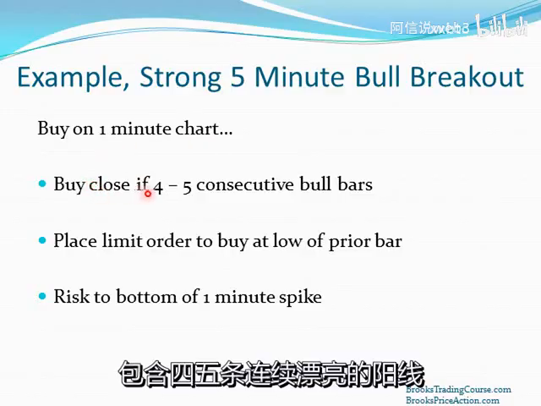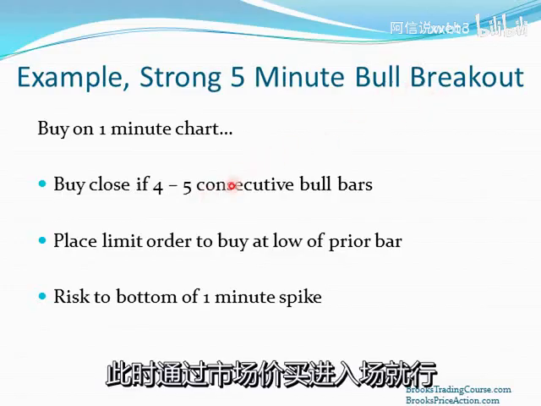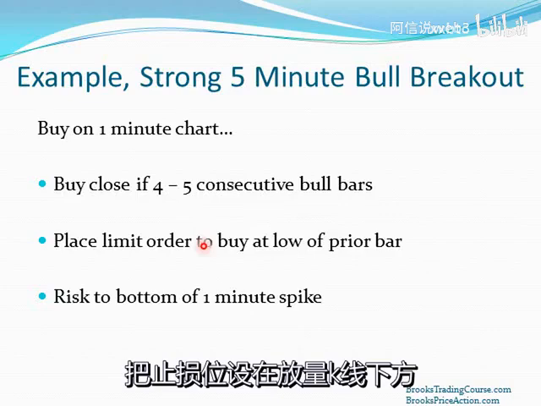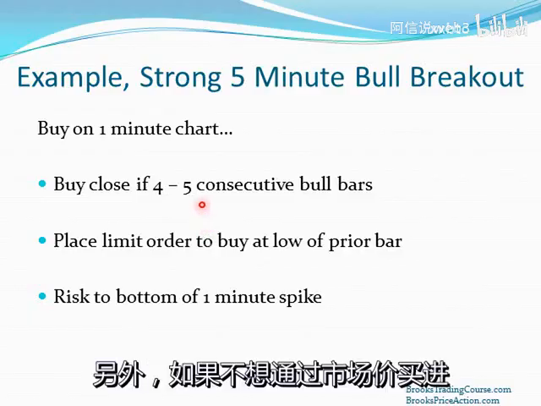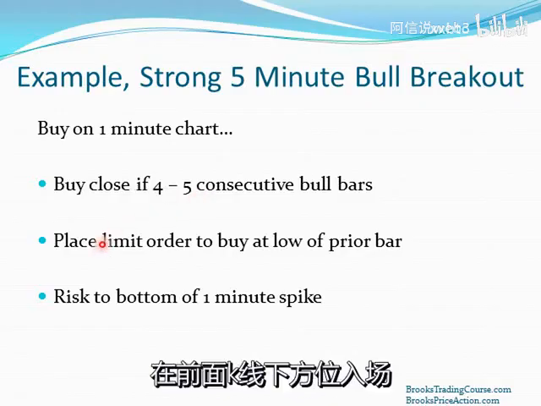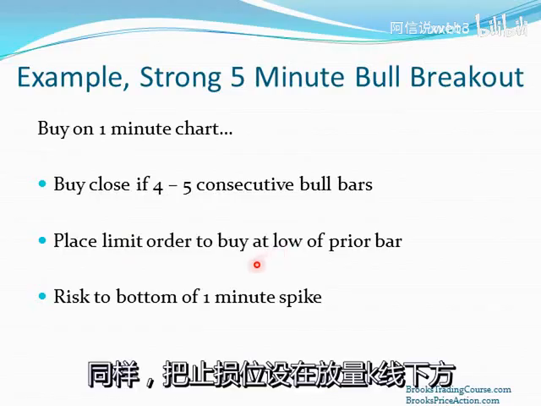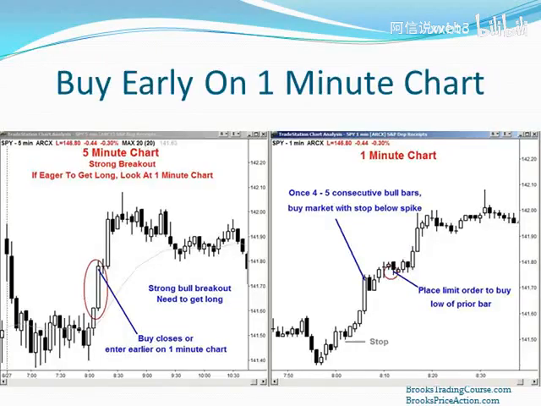If the 1-minute chart has 4 or 5 consecutive good bull bars, and let's say in a bull breakout, simply buy at the market and place a stop order below the bottom of the spike. Alternatively, instead of buying at the market, you can start placing limit orders at the low of the prior bar, betting that any reversal attempt will fail. Again, put your protective stop at the bottom of the spike.